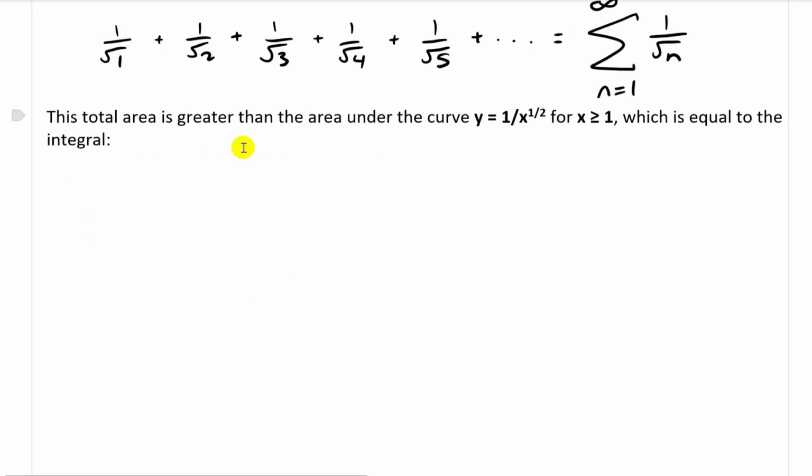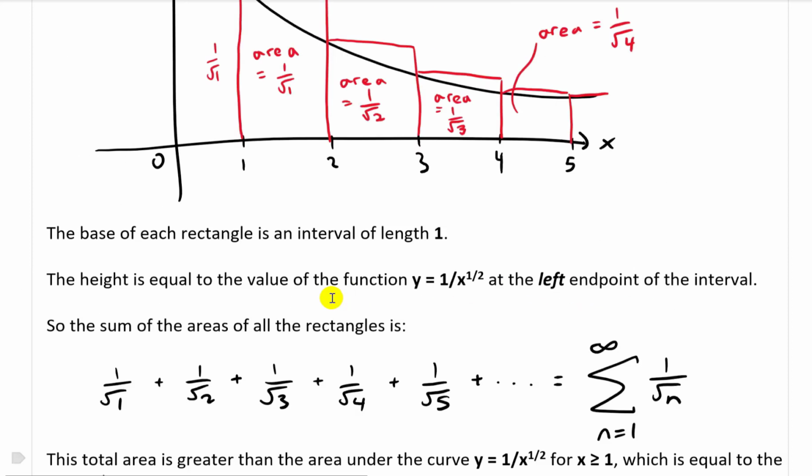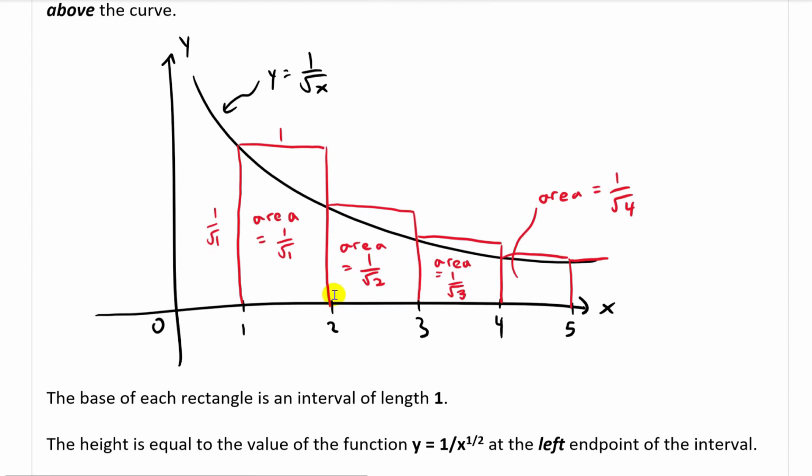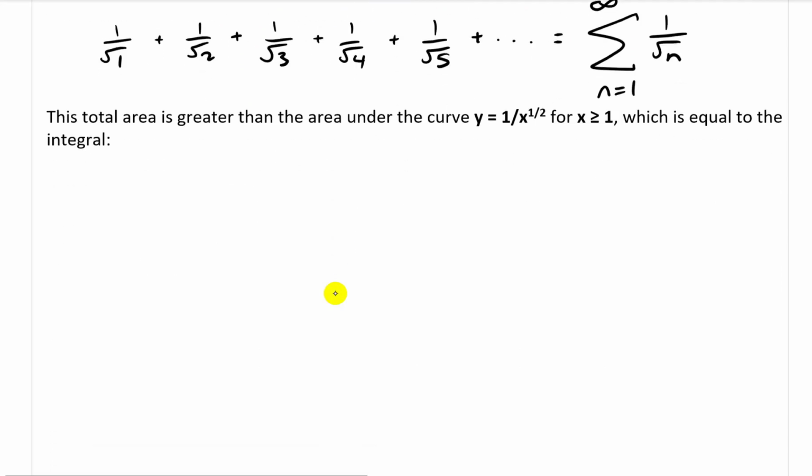Yeah, so now this total area is greater than the area under the curve y equals 1 over square root x, for x greater than 1, which is equal to the integral. So the integral below this curve right here. This is always above it, so it's going to be greater than the integral. I'll write it down like this. So yeah, it's going to be greater than this integral from 1 to infinity of 1 over square root x dx, like that.